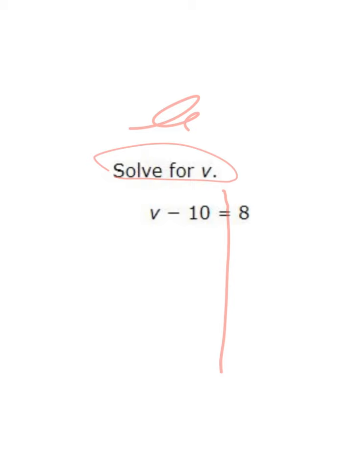Okay, so the first thing we're going to do is recognize, hey, I'm subtracting 10 from v. The inverse of subtracting 10 is adding 10. And since we're adding 10 to the left side, we're also going to add 10 to the right side. By doing the inverse operation, we will cancel out negative 10 and positive 10 because negative 10 plus 10 equals 0. So here we'll have v is equal to 8 plus 10, and that's 18.